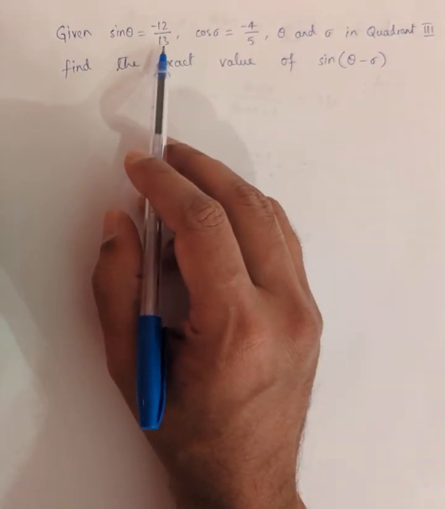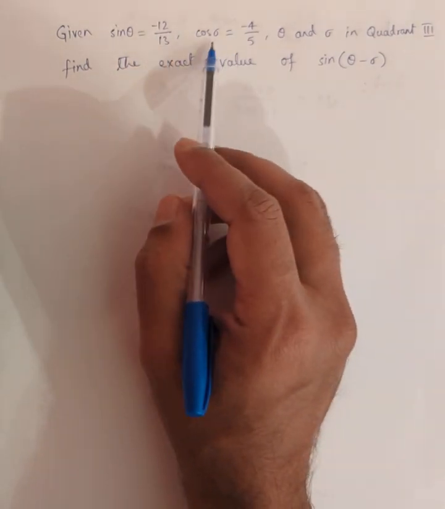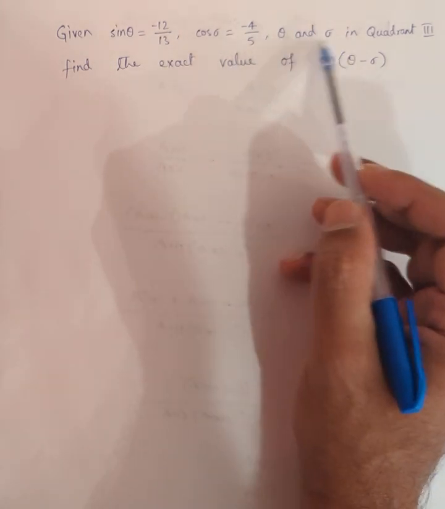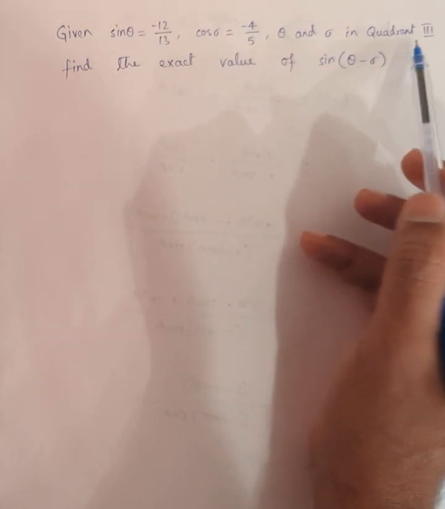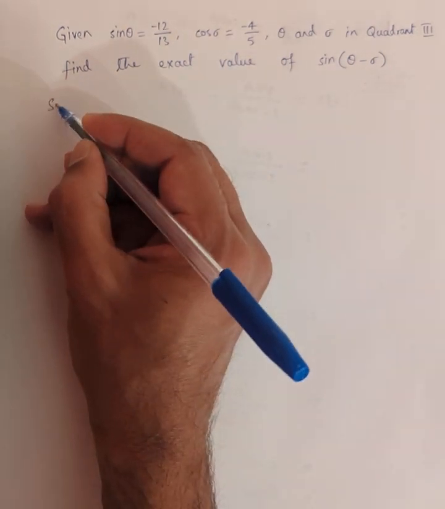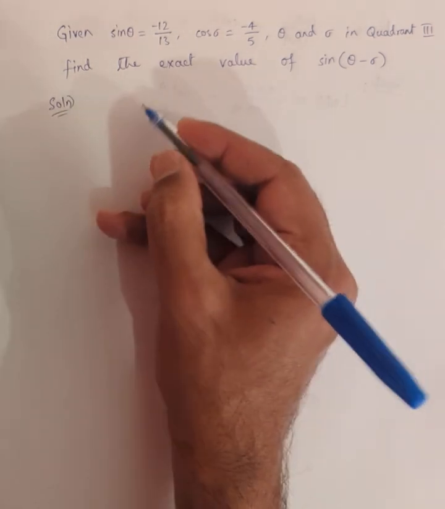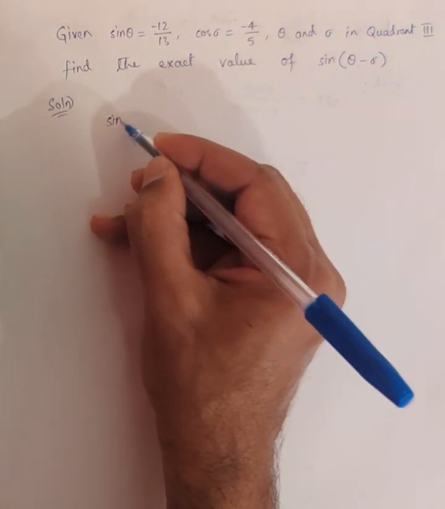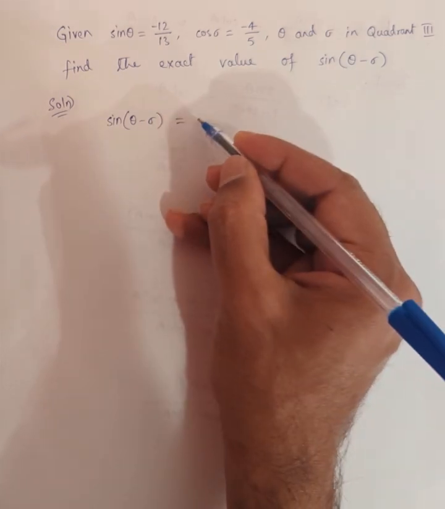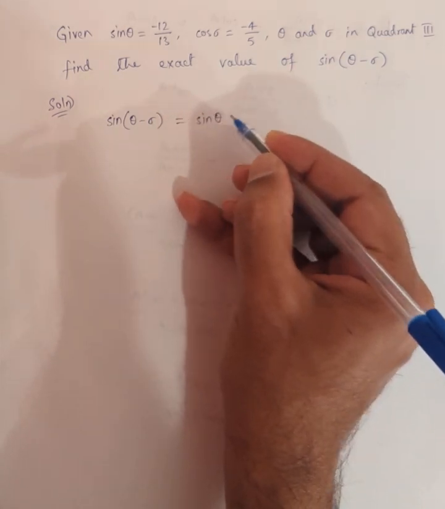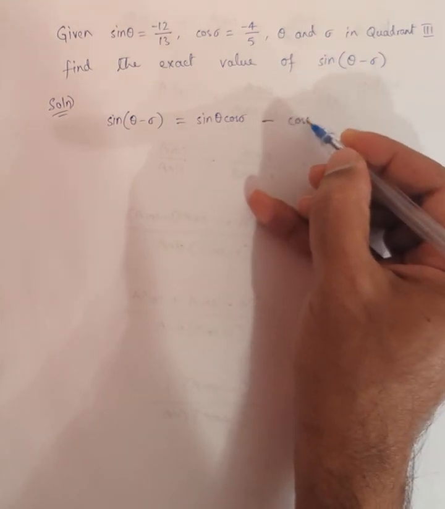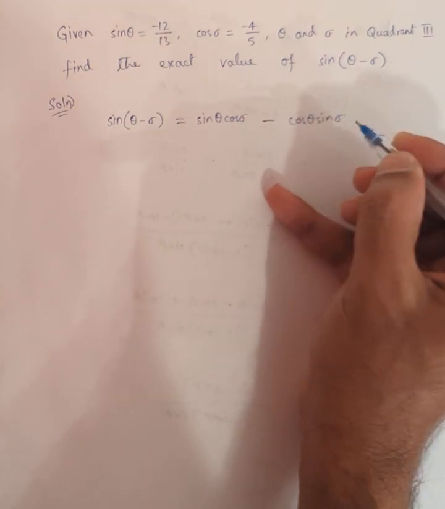Given sine theta equals negative 12 over 13, cos sigma equals negative 4 over 5, and theta and sigma are in the third quadrant. Find the exact value of sine of theta minus sigma. So let's write down the formula for sine of theta minus sigma. Sine of theta minus sigma is sine theta cos sigma minus cos theta sine sigma.